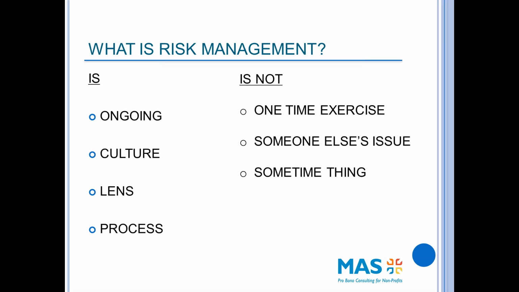So you can put a risk management lens on the organization to think about what are the risks in the organization and how are you dealing with them. And risk management is a process. So those are kind of ways to think about what risk management is. So what it is not is a one-time exercise. This isn't something that you can do and just put on the shelf, and we'll talk about the reasons for that. And it's not somebody else's issue. Within the organization, risk becomes everybody's issue, and that'll become clear kind of as we go through this.